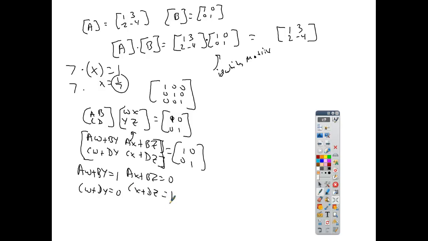Now, you guys all know how to do this, right? How would you go about doing this if you really wanted to? You'd isolate a variable, and then you'd start plugging it in.